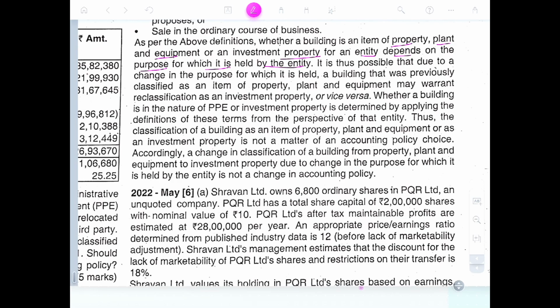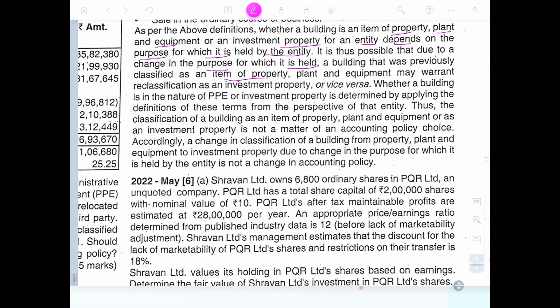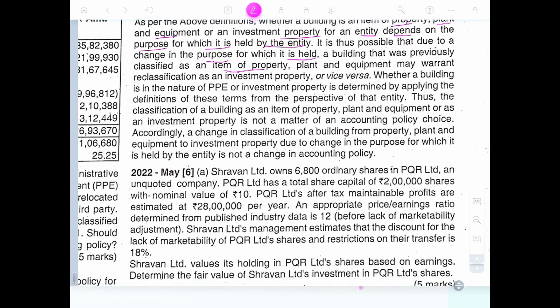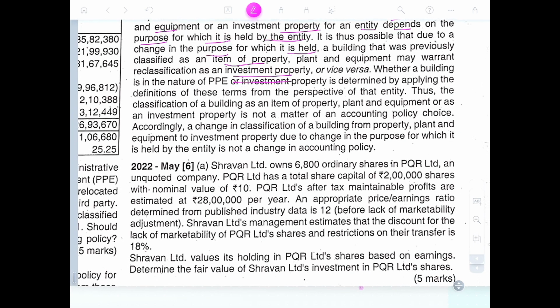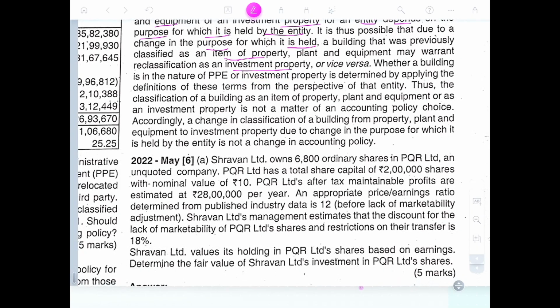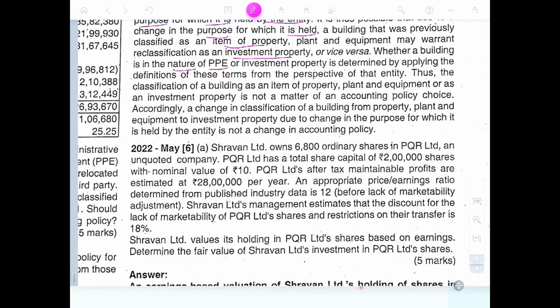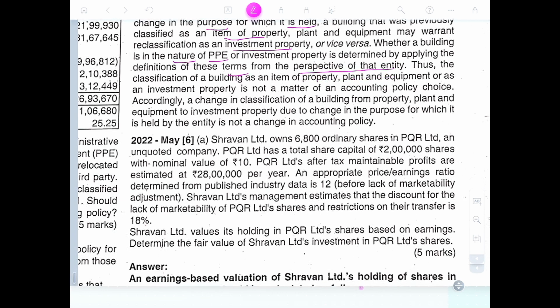It is possible that due to a change in the purpose for which it is held, a building that was previously classified as property, plant and equipment may warrant reclassification to investment property, and vice versa. Whether the building is of the nature of property, plant and equipment or investment property is determined by applying the definitions of the terms from the perspective of the entity.